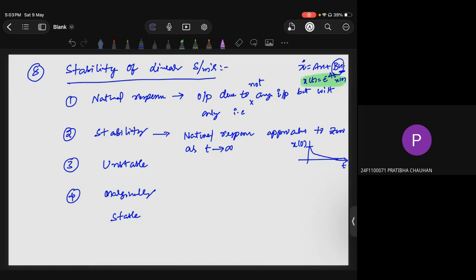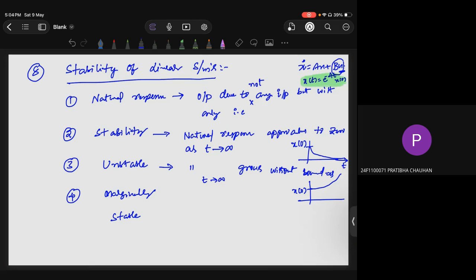Then unstable is the same natural response, not approaching 0 but growing without bound as t is tending to infinity. It means that the same x of t equals e power At times x of 0 starts at x of 0 and, instead of going down, it increases like this without bound. Is this clear? We are talking about natural response only, not with any input.